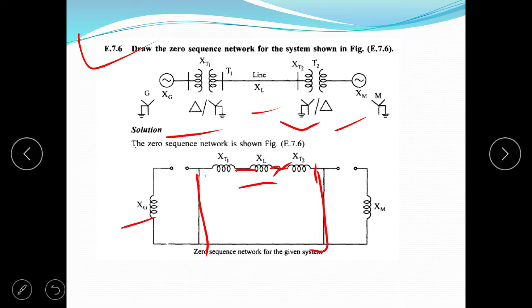Next, for the machine connection, the motor connection is star grounded. So its zero sequence impedance network is represented by a simple reactance Xm. So this is the zero sequence network for the given circuit.